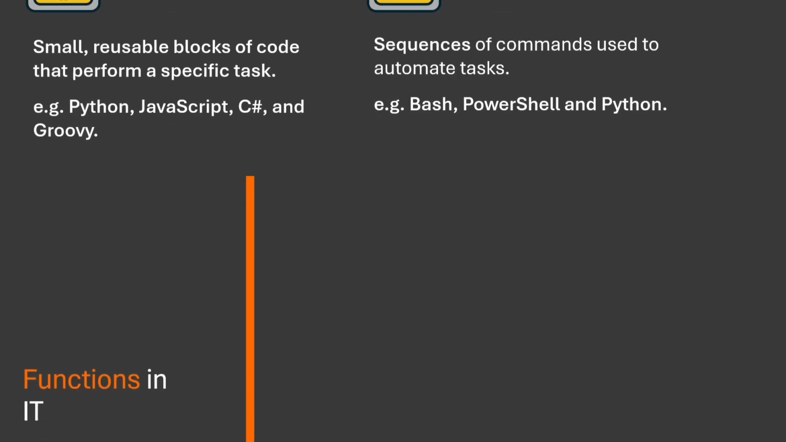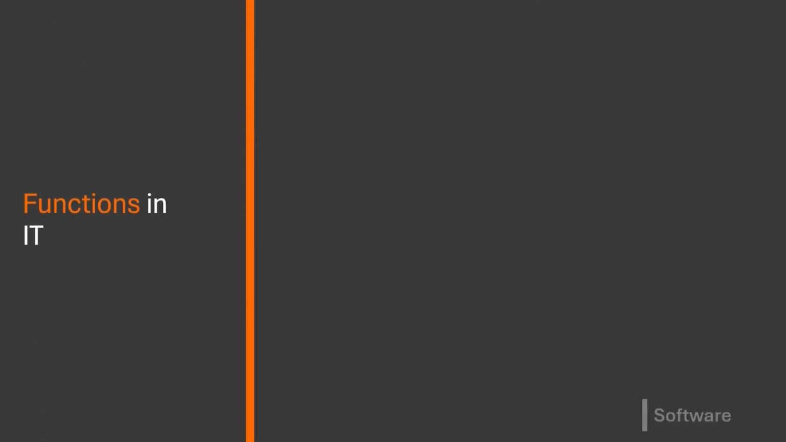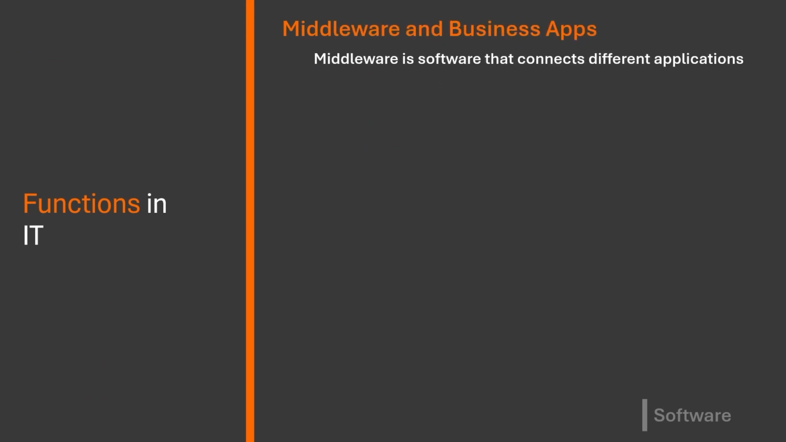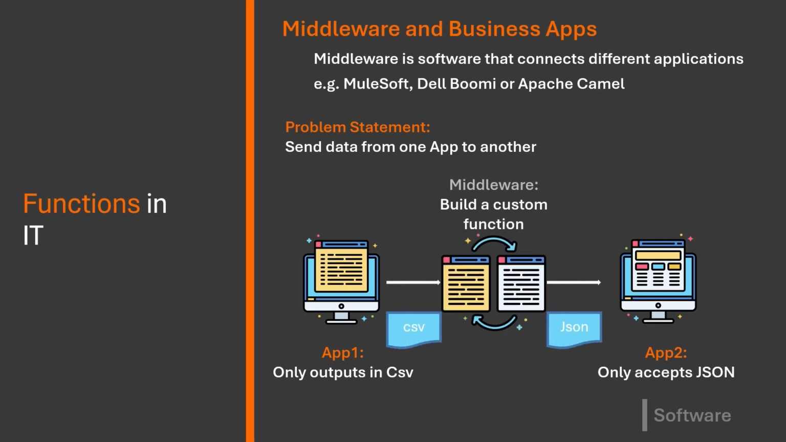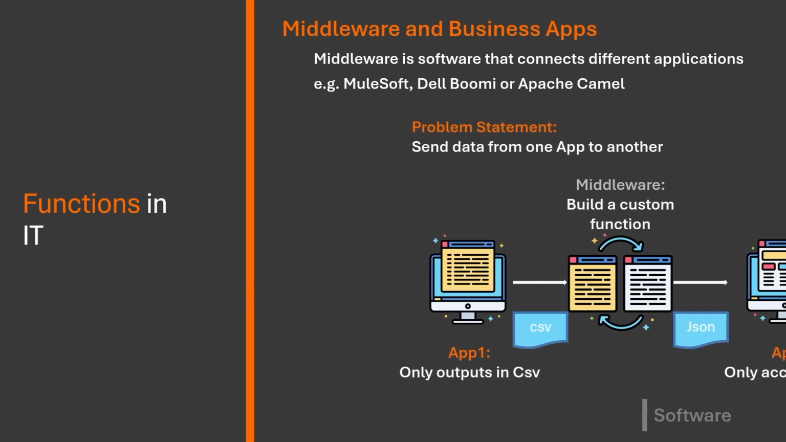In IT, functions play a crucial role in various scenarios, including middleware. Middleware is software that connects different applications, enabling data exchange and communication between them. For example, MuleSoft, Dell Boomi, or Apache Camel. So, a legacy inventory system might output data in a CSV format, while a modern e-commerce platform requires JSON. So, an integration developer can write a custom Java function within Apache Camel to parse the CSV, transform it into JSON, and then route it to the e-commerce platform, ensuring seamless data flow.